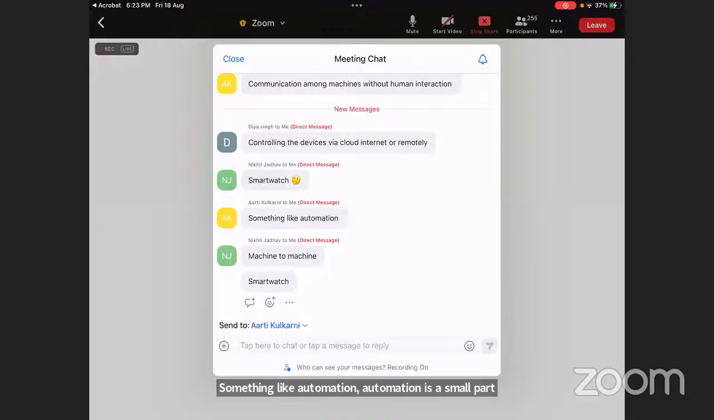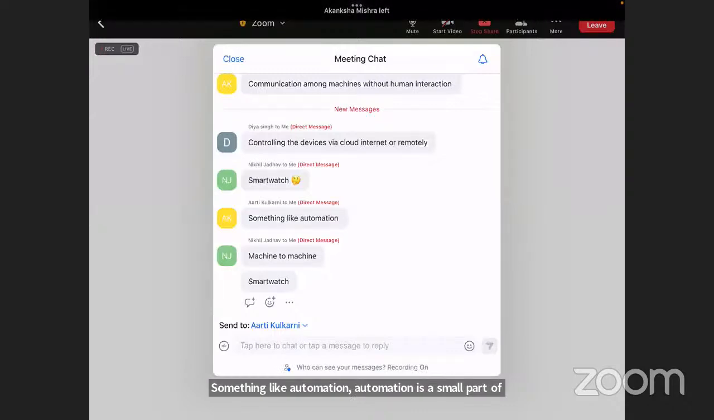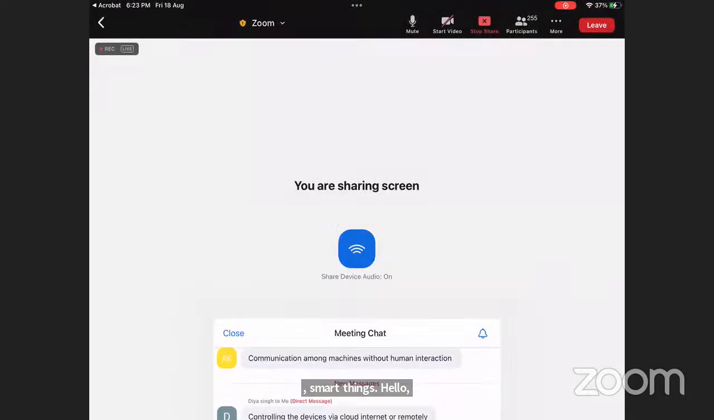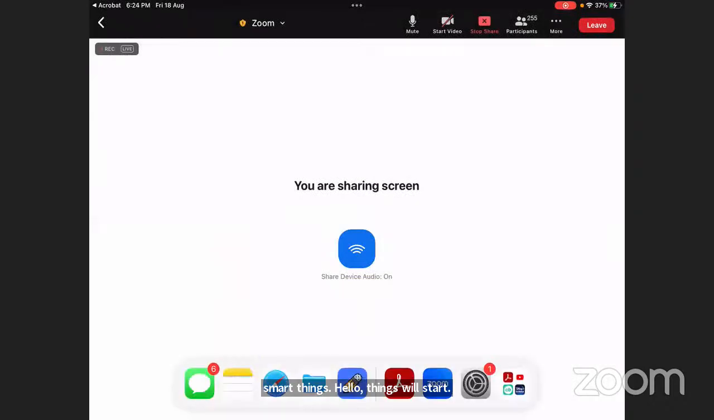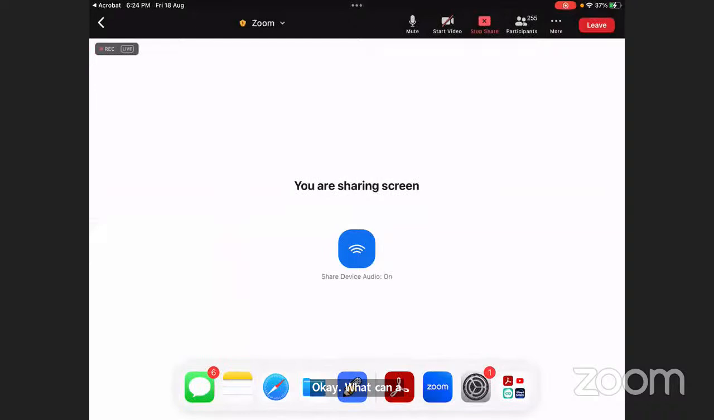It's like till now people were communicating. Now things will start communicating. Like I will give you an example. Let's say we have a thing called smart door. Okay, what can a smart door communicate? What is the story of a smart door? Door, smart door.